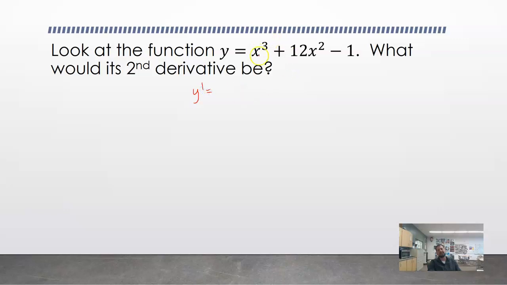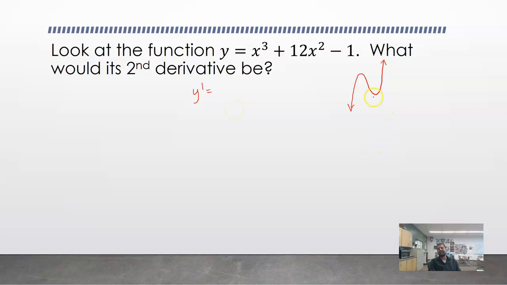So if I was looking at this function, x to the third plus 12x squared minus 1, I can tell you right now that that function is going to take on a basic shape like this. It's going to be concave down to start, and then it's going to be concave up after that.